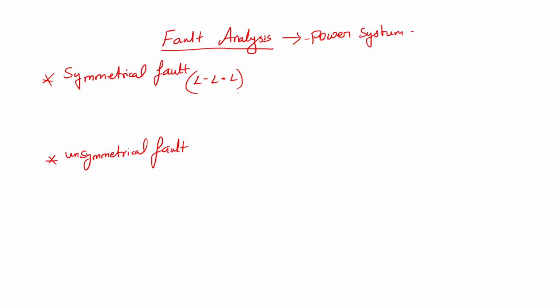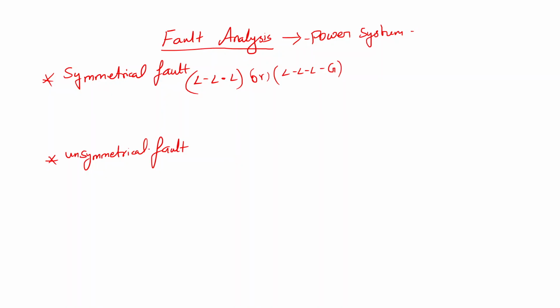So how does it get a fault? Usually if a tree is falling on the transmission line, or lightning strikes all three lines, that time this symmetrical fault will occur in the power system. Or there is a chance that all three phase lines are shorted with ground. This is also a symmetrical fault we will call.